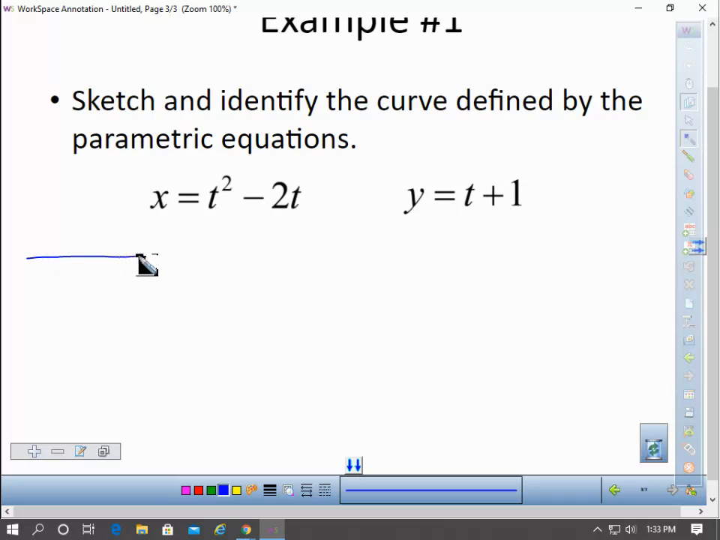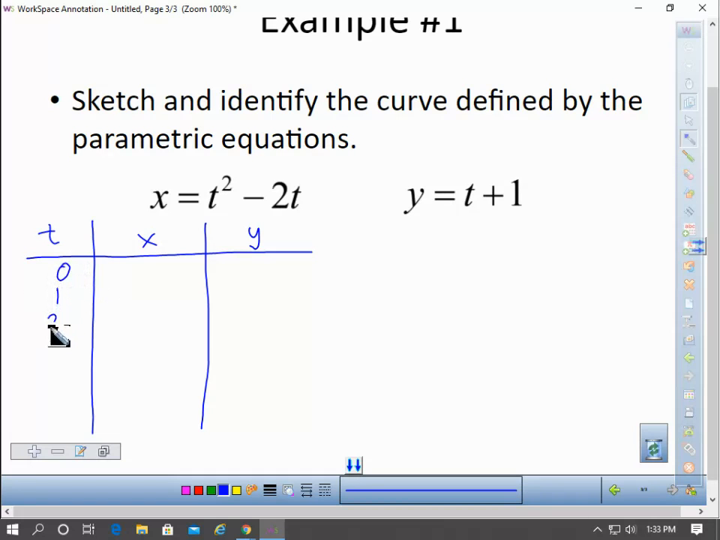So the first thing we got to do is we're just going to make a t chart. All right, and we're going to have t, x, and y. And all you're going to do is pick selected values of t, and you're just going to plug them in and figure out your x and y coordinates, and then you're going to graph them. That's all there is to it. All right, so I'm going to do some problems. So I'm just going to do 0, 1, 2, 3, and 4, and just see what happens there.